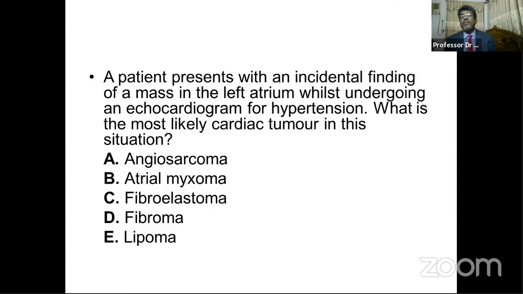But incidentally, it is found that the patient has a cardiac tumor, especially in the left atrium. So, what are the most common causes of a mass or tumor in the left atrium? Angiosarcoma, atrial myxoma, fibroelastoma, fibroma, lipoma. These are all types of tumors that can affect the heart, but left atrial myxoma is the commonest cause of tumor arising in the left atrium. So atrial myxoma, that is B, is the appropriate answer here.